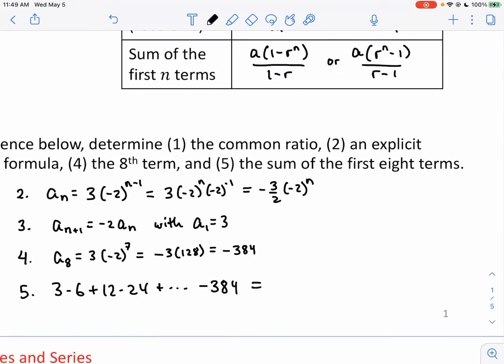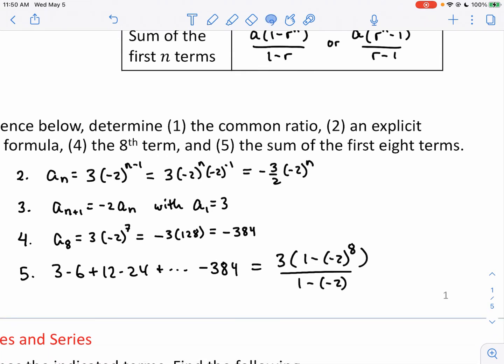And so we get a, which is the first term, which is 3, times 1 minus the ratio, which is negative 2, raised to the number of terms. The number of terms is 8. And be mindful, when I find the 8th term, I have a 7 as an exponent, but when I find the sum of the first 8 terms, there's an 8 as an exponent on the negative 2. This change is often a source of error for students. And then, of course, we divide this by 1 minus negative 2.